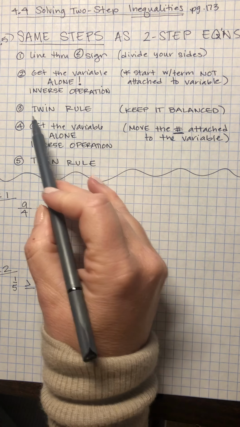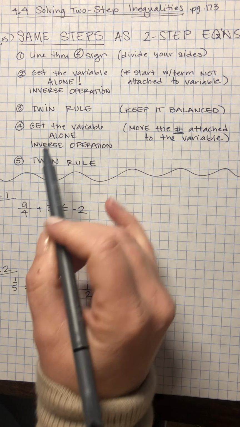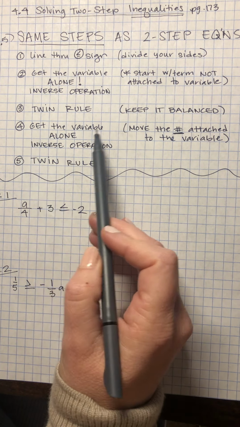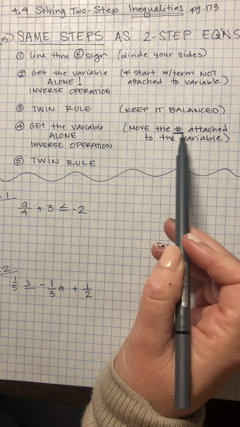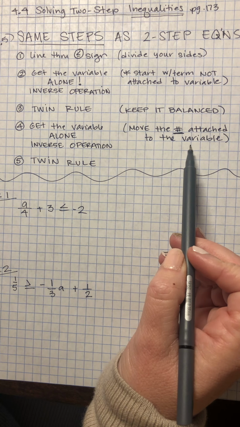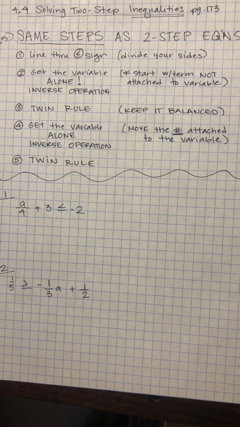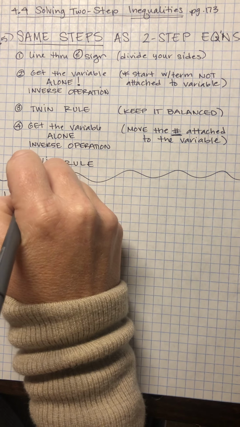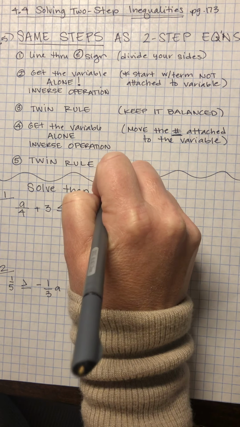Once we do that to one side, we twin rule that. We want to keep it balanced, so we're going to twin rule to both sides. Then step 4, get the variable alone. We're still working on that. Now we can move the number that's attached to the variable, and then we're going to twin rule that. So this should be fresh in your mind. You should feel comfortable. The only thing that's going to be different is our final step of graphing. So I'm going to write for our examples, solve, then graph.